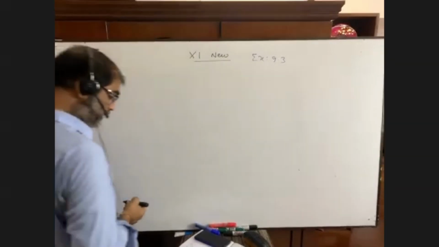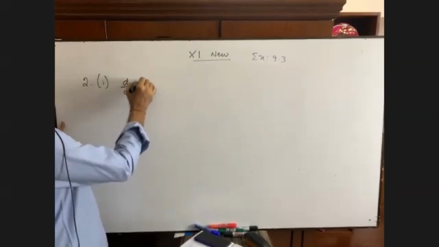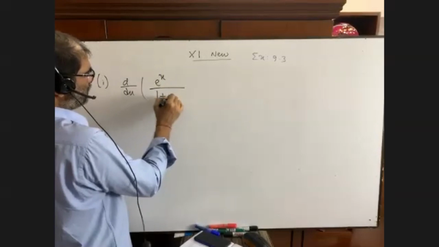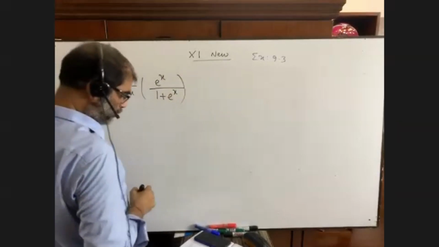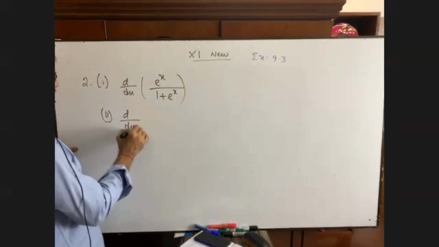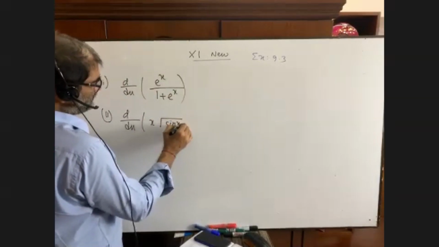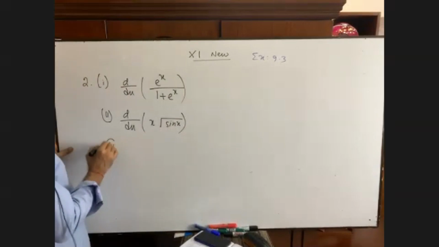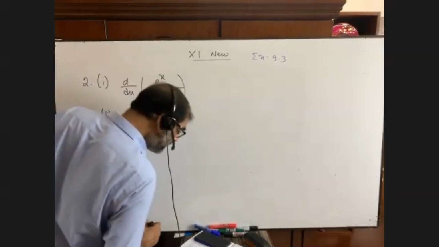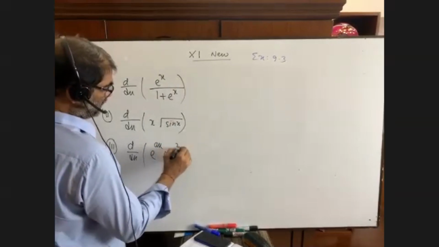Question number 1, d by dx of e to the power x by 1 plus e to the power x. Homework. Question number 2, d by dx of x root over sin x. These maths are given in the exam always. This type of d by dx, e to the power x, e to the power x, sin square x.